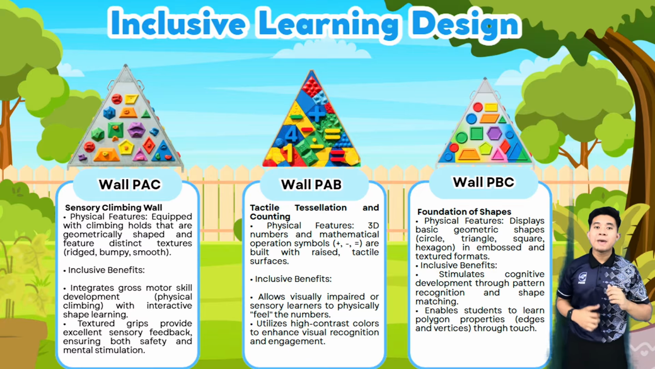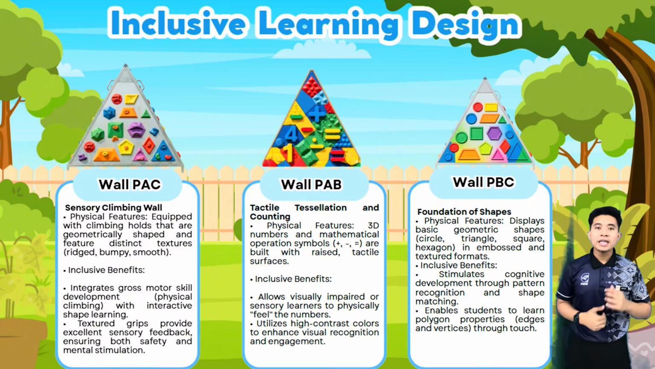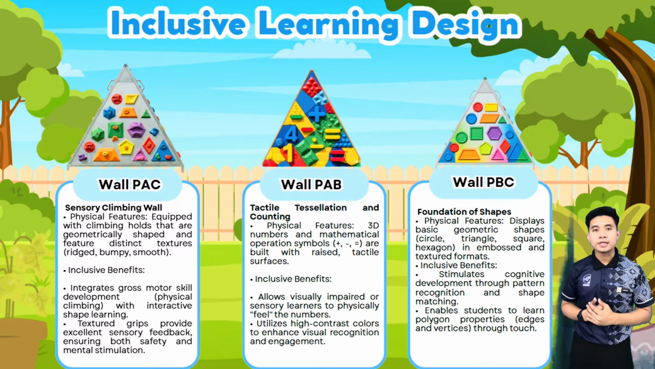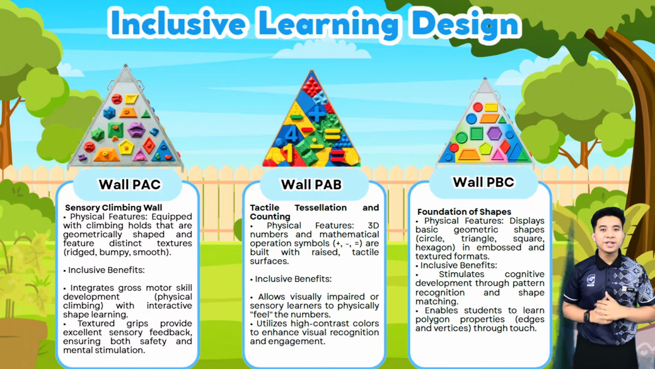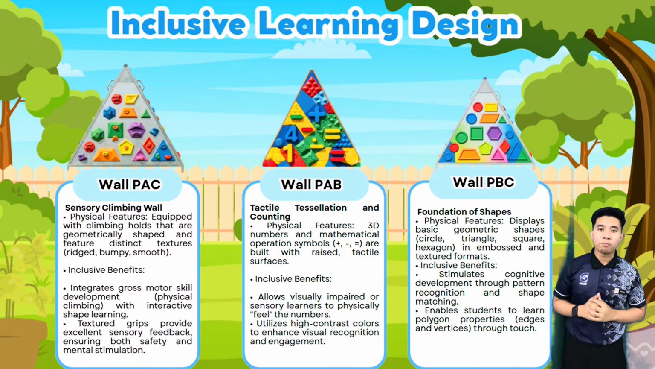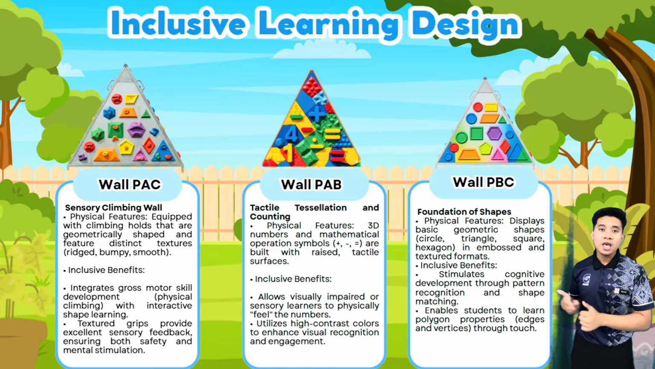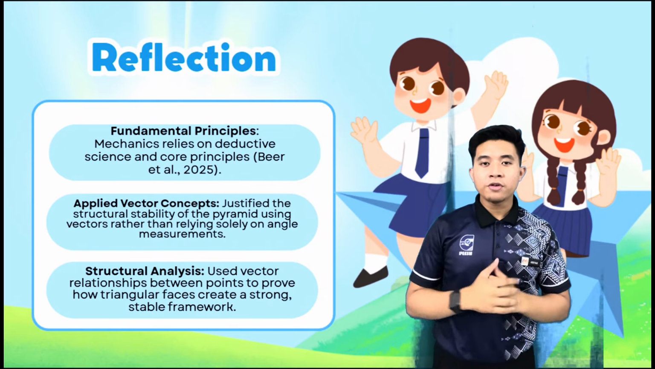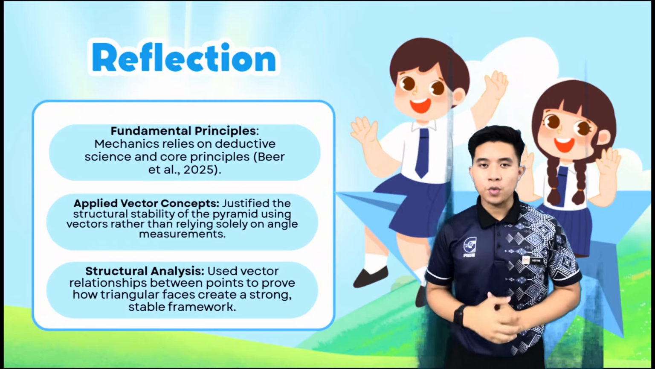It displays basic geometric shapes like circles, triangles, squares, and hexagons in embossed and textured formats. This stimulates cognitive development through pattern recognition and shape matching, enabling students to learn about polygon properties such as edges and vertices through touch. As we reflect on this project, we want to emphasize a few key takeaways.